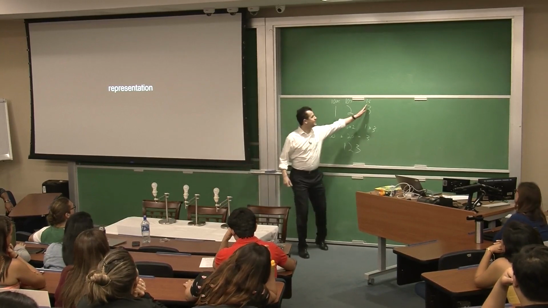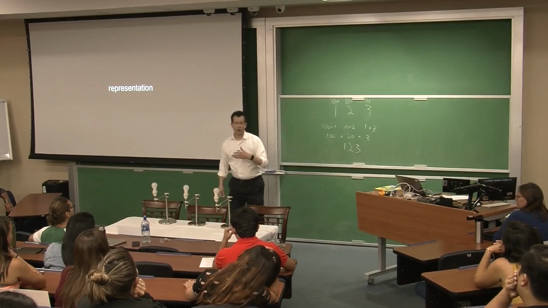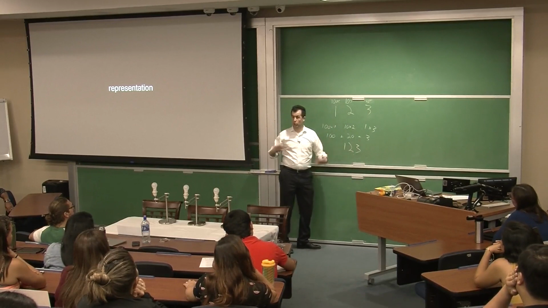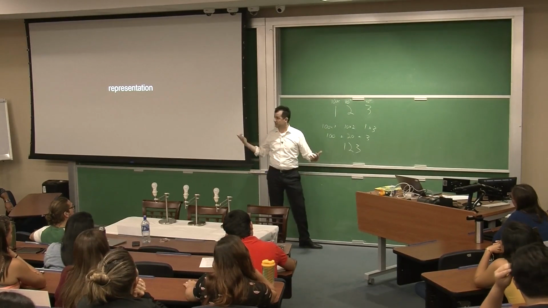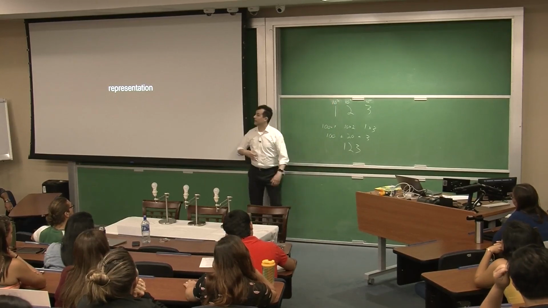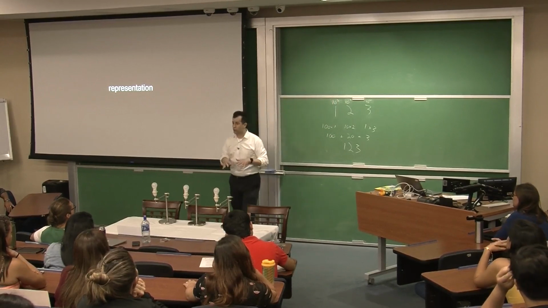Now, what are these places really representing? Not to get too technical, but they're just powers of 10, right? The ones place is technically 10 to the 0, because 10 to the 0 is 1. The next place is actually 10 to the 1, and 10 to the 1 is 10. This is, of course, 10 squared, or 10 to the 2, and that gives you 100. And so 10 to the 3, 10 to the 4, 10 to the 5. These are just powers of 10.